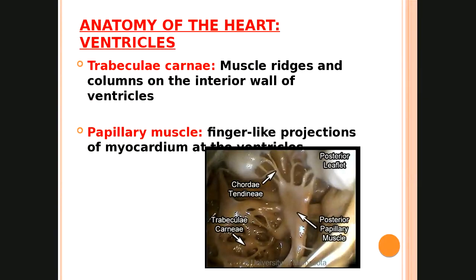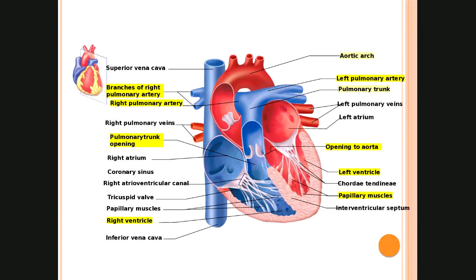This is a depiction of the trabeculae carneae, the muscle ridges, which are found in both the right and the left ventricles, and a depiction of the papillary muscles right here. Papillary muscles are these finger-like projections of muscles, and let me show you their function in the next picture. You can really see them in this picture of the left side of the heart.